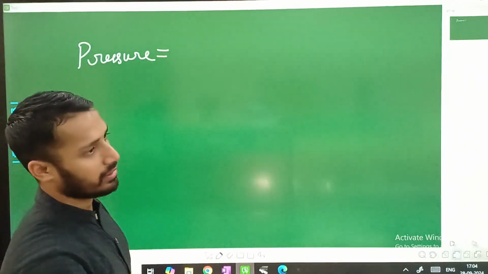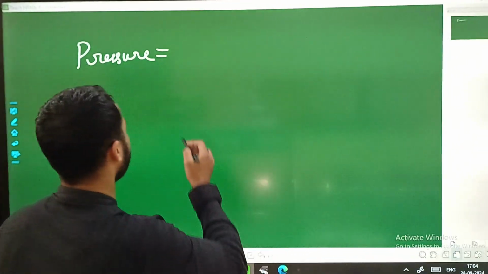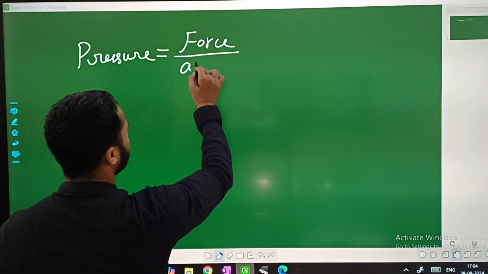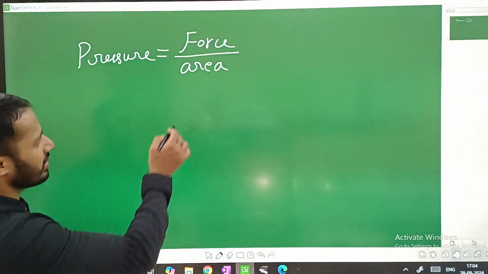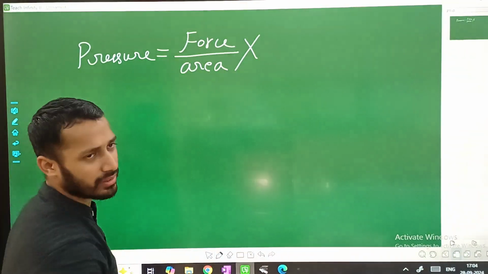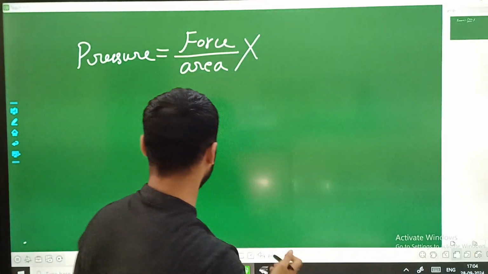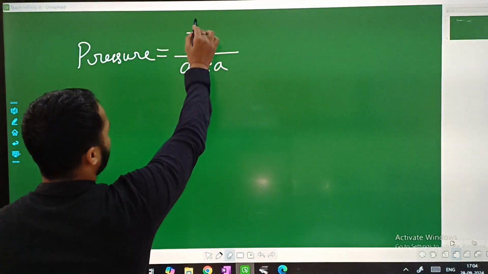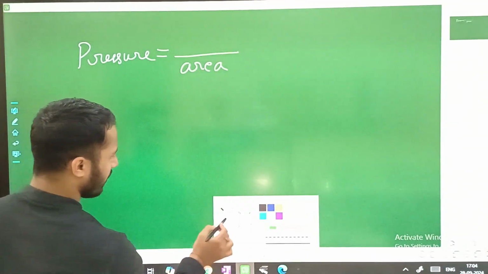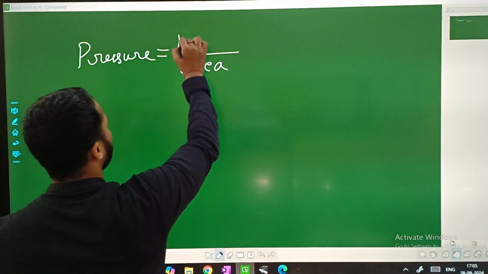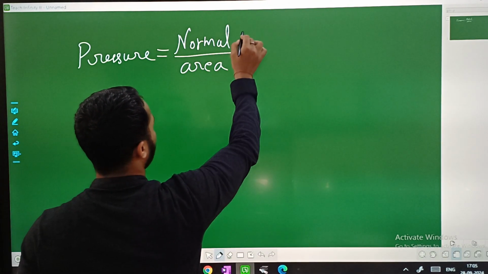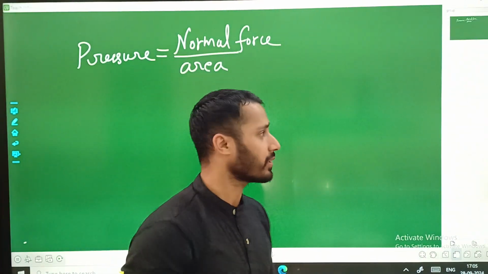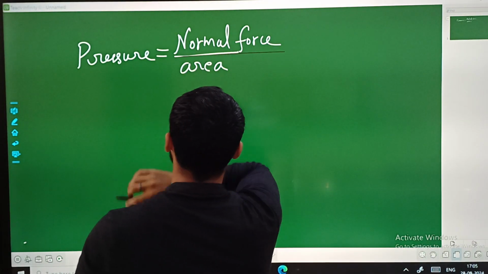Generally in most of the books you can find it is defined as simple force upon area. But this is not the 100% correct definition for the pressure. Actually this force is not sufficient. So you need to write here normal force per unit area. Now the statement is 100% correct. Normal force per unit area is the pressure.